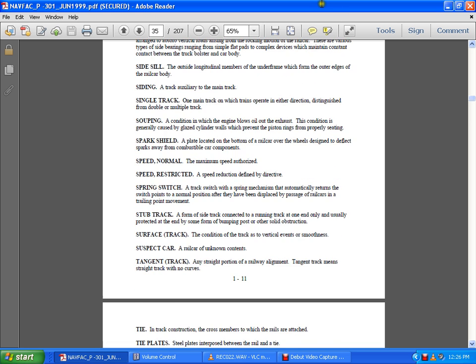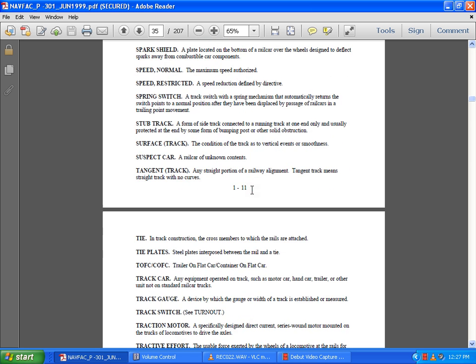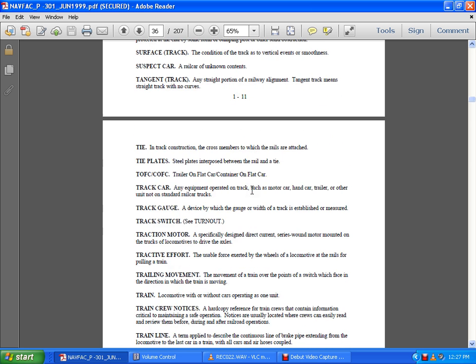Tangent track, any straight portion of railway alignment with no curves, and track construction with the cross members of the railway ends attached to a tie plate, a steel plate interposed in a railway tie. The top of the trail on the flat car containing a car, the track car equipped to operate on the track as such, a motor car handled in the trailer and standard railway track cars. Track gauge, a device which establishes and measures it, and track switch is the turnout.